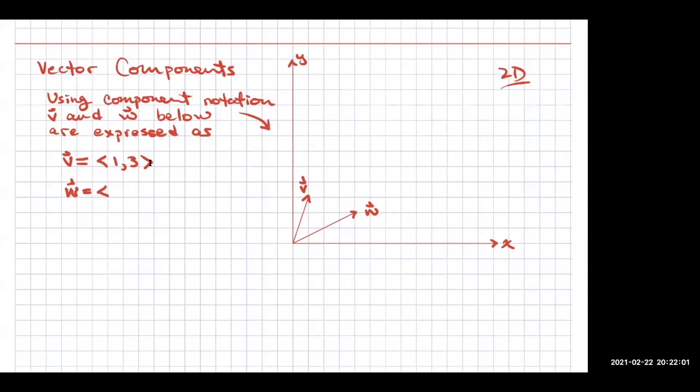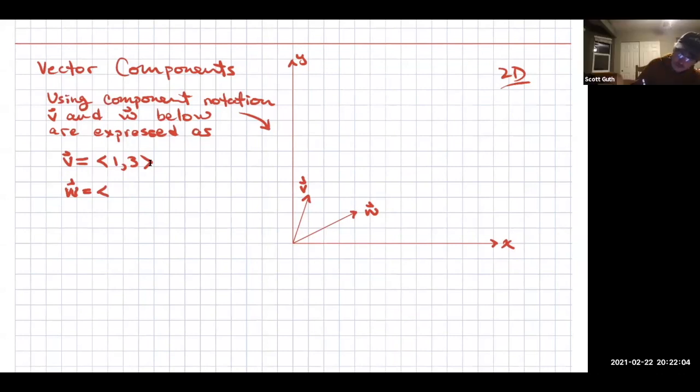So W is 4, 2 here, because it has a horizontal component of 1, 2, 3, 4, and a vertical component of 2. Then it's easy enough to add V plus W by just copying W down here and lining up end to end. And notice a vector doesn't change its name just because you moved it. It's still W. I may write it in a different color here, but it's still W.